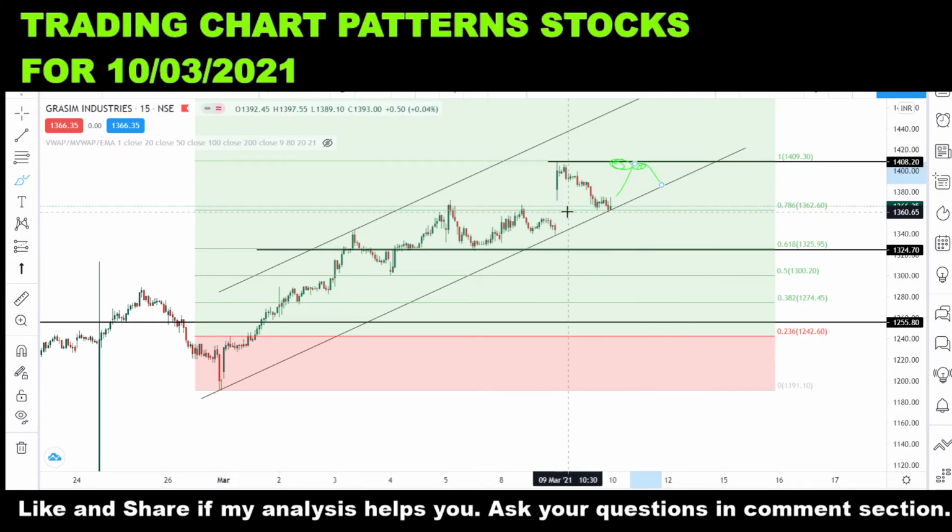Okay, and one more thing, if the stock manages to go below 1362, 1360, I'm sorry, then it may fall till 1325.